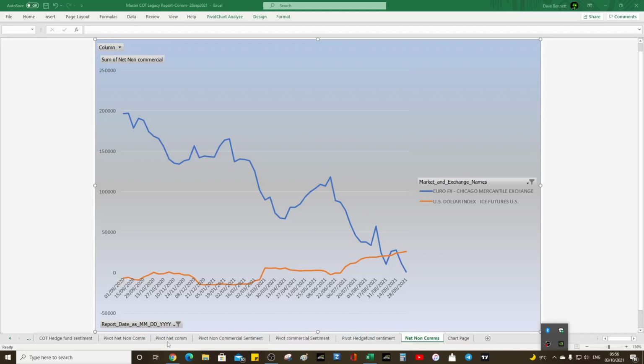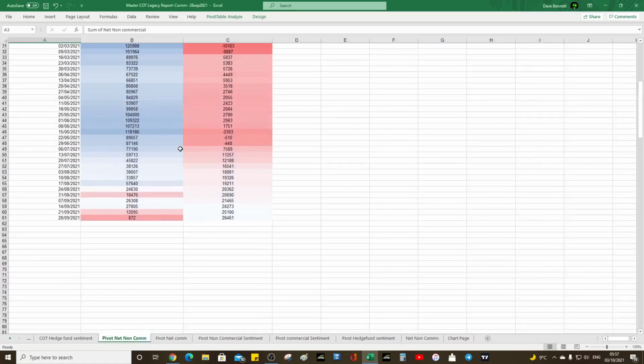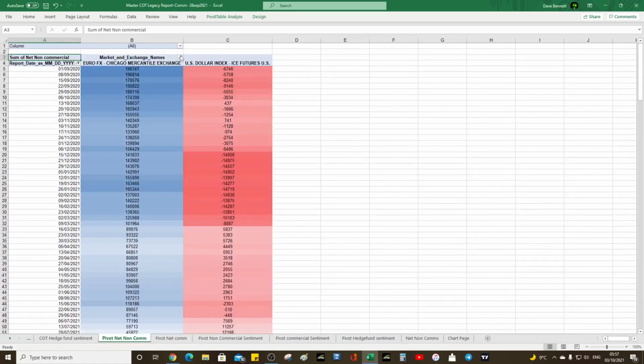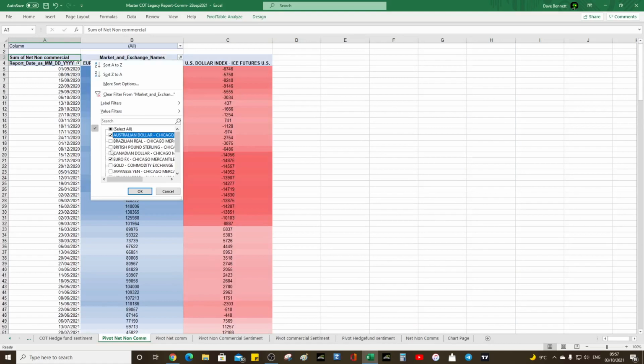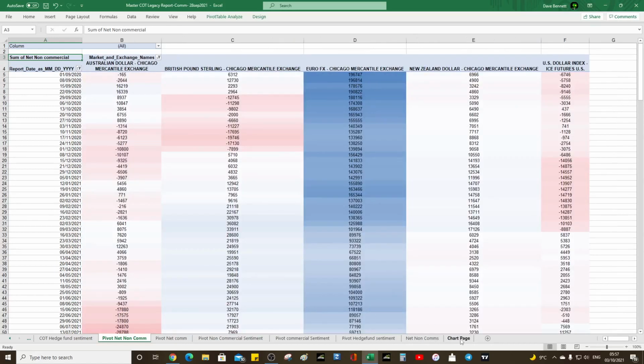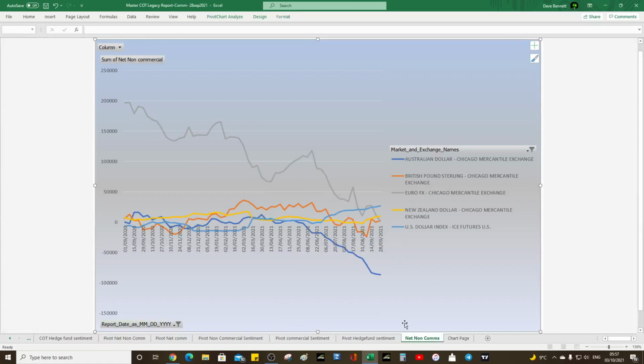I'm going to show you the net non-coms, and what I'll probably do is do a couple of yen pairs as well. So that's the euro USD. That's a sell signal because the dollar is going up, the euro is going down. We can add Aussie, we'll do pound, we'll do Kiwi, and then I'll take them off and we can look at the yen crosses. Okay, chart page, net non-coms.